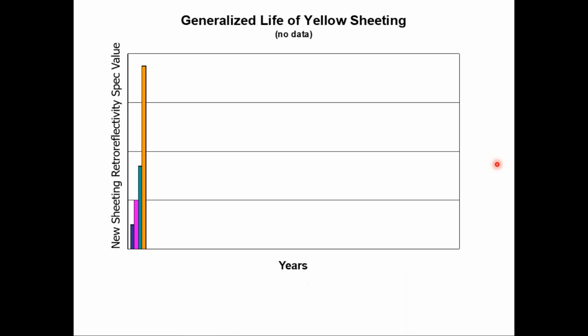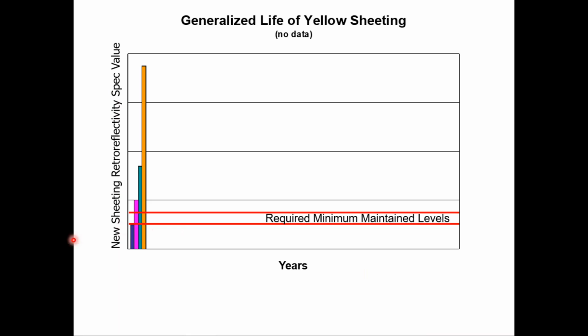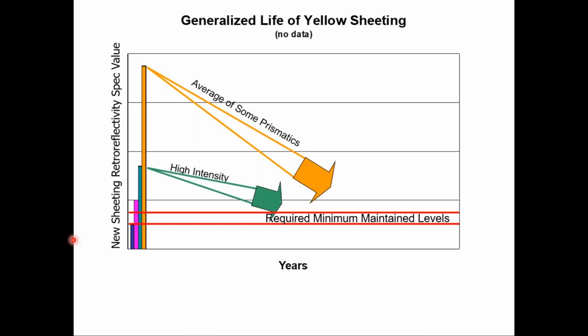And here's a chart showing the generalized life of yellow sheeting. These are the R values vertically here, and this is the years or time, and this would be the minimum value, again, of yellow sheeting. 50 and 75. And notice the prismatics sort of shows their life. Notice the high intensities start out lower to begin with, and so reach that minimum level in a shorter period of time. And then the super engineering grade, or even lower, and probably with just in a few years, it will reach the minimum values and have to be replaced.